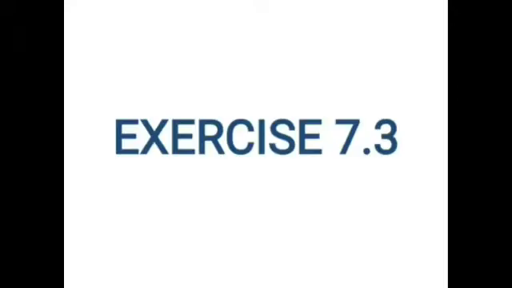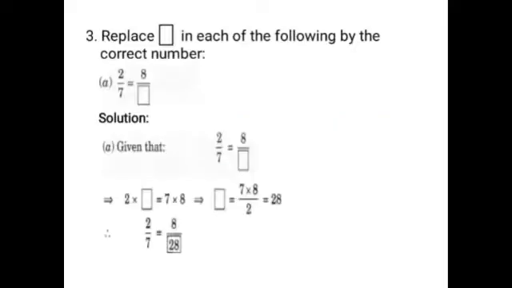Okay, let us move to exercise 7.3. Question number 3. Replace the box in each of the following by the correct number. See the A part: 2 by 7 is equal to 8 by which number? Given that 2 by 7 is equal to 8 by the missing number, we have to find the missing number.